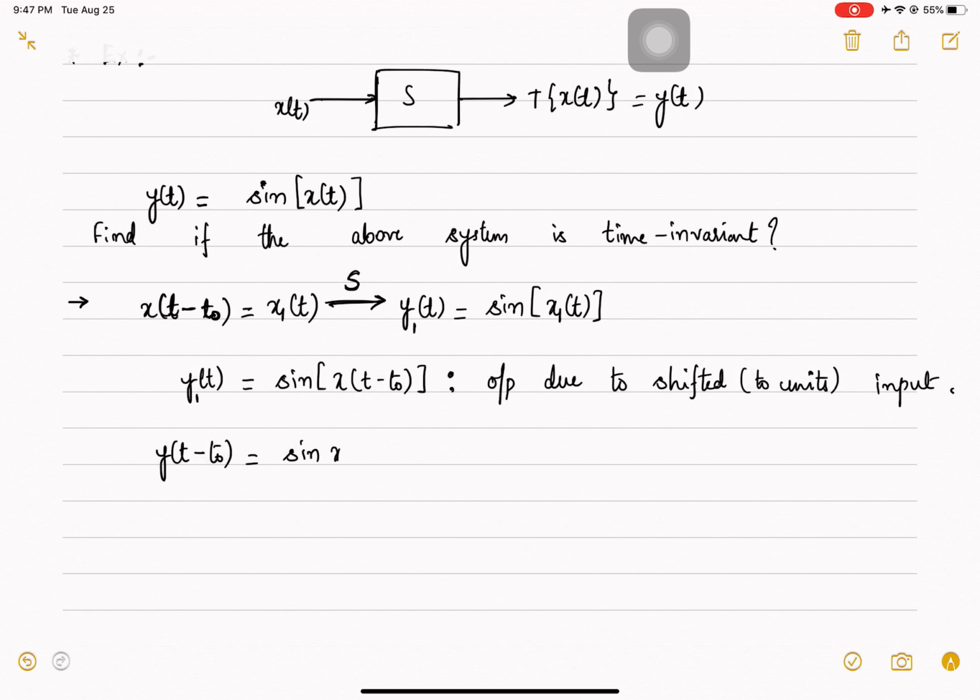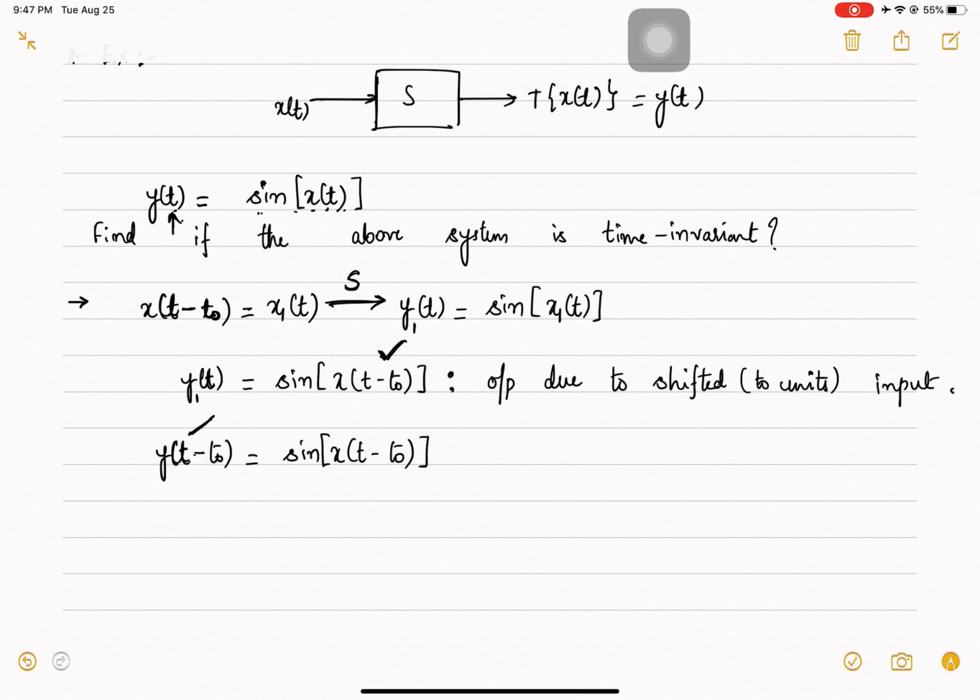If I am taking the output at t equal to 3, I'll substitute sine of x of 3. At t equal to 5, I'll find sine of x of 5. Similarly, if I want the output at t minus t naught, this will be sine of x of t minus t naught. So if I shift the output by the same amount, it is the same as the output I get when I shift the input by the same amount.